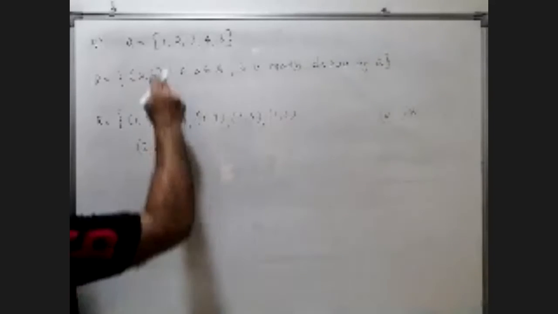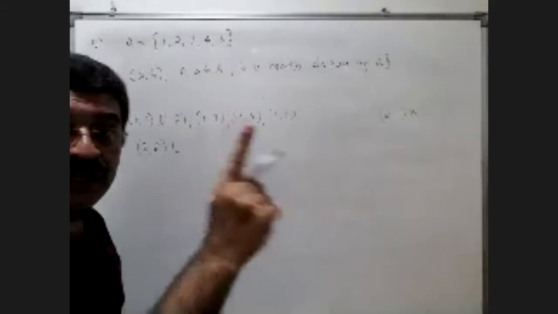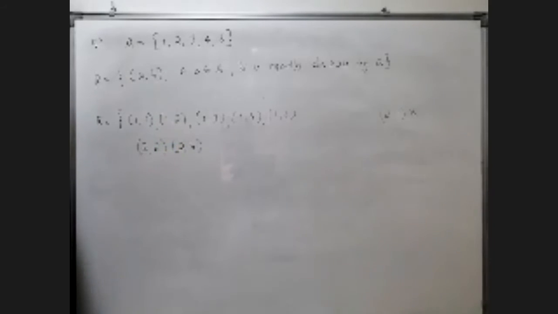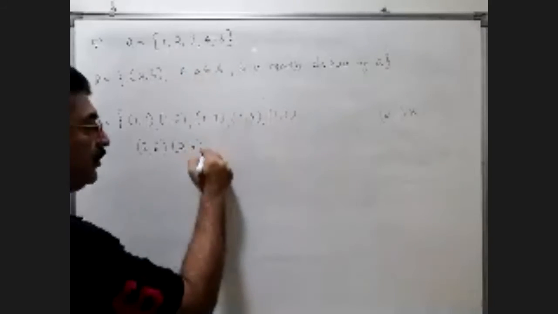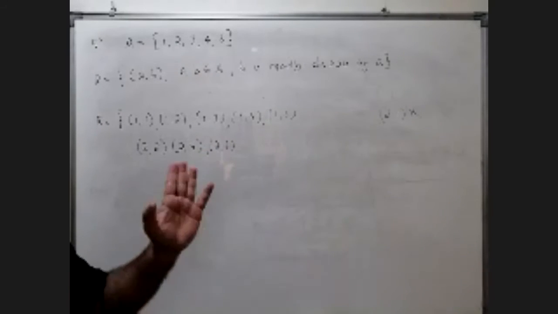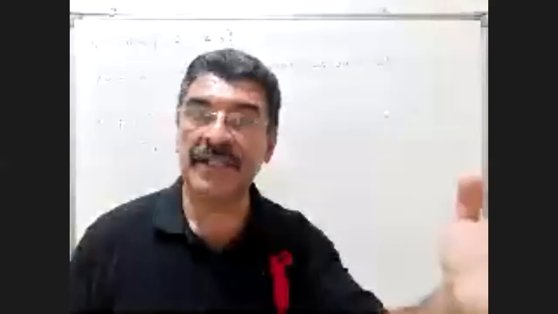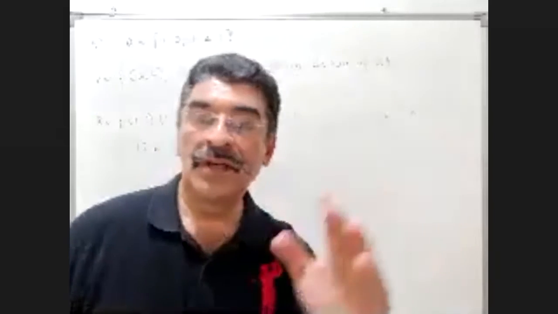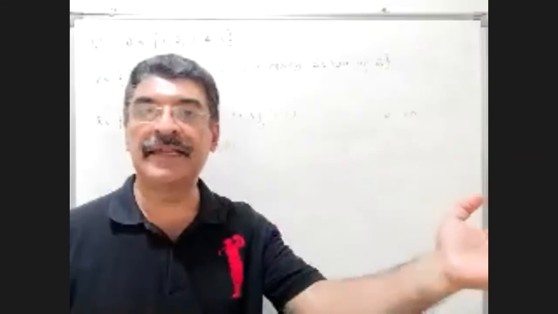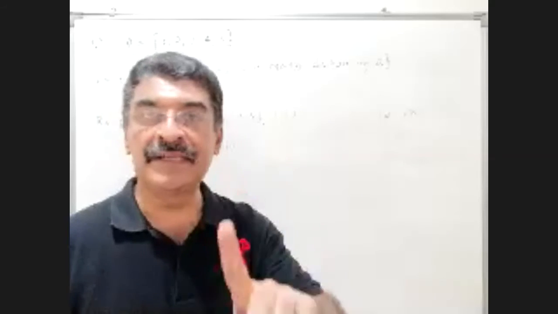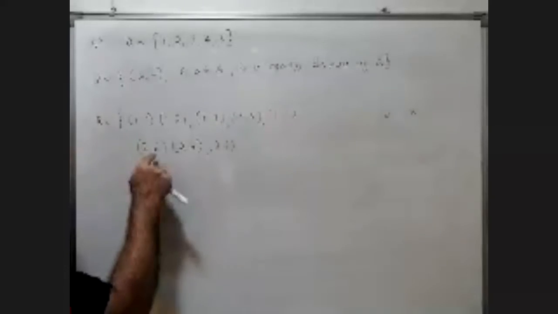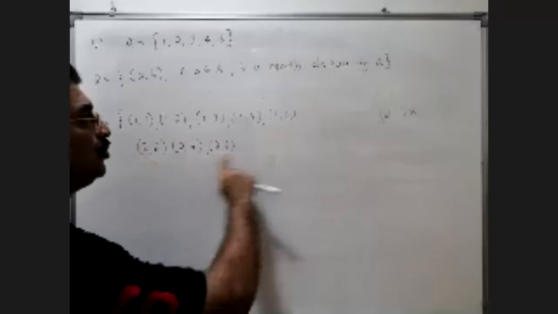2, 3. Can we include 2, 3? No, 3 is not a multiple of 2. Next is 2, 4. 2, 4 can be included. 2, 6 can be included. So 2, 2, 2, 4, 2, 6. See that second number is a multiple of first number, or we say second number is exactly divisible by first number. In other words, second number is a multiple of first number. So we write second number as multiples of 2. So starting with 2, everything is over.